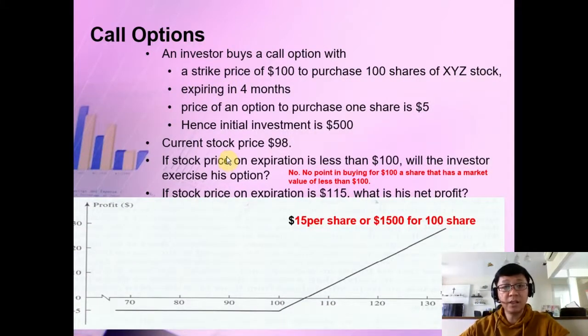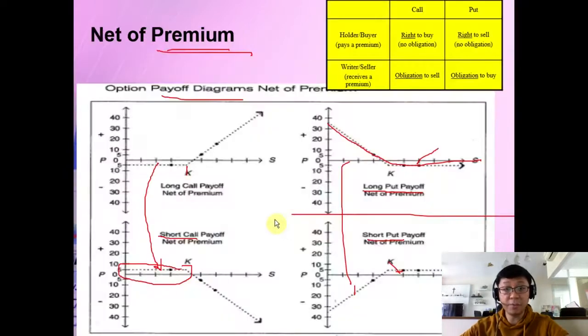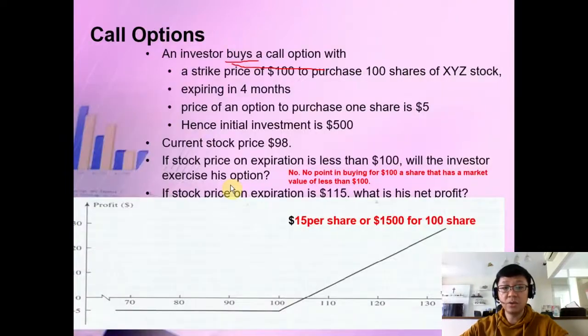Right, let's take a look at examples. Call options. An investor buys a call option, which is a long call, right? That's why you see this graph. If you remember, the long call graph looks like this, so that's why you got this graph that looks quite similar.